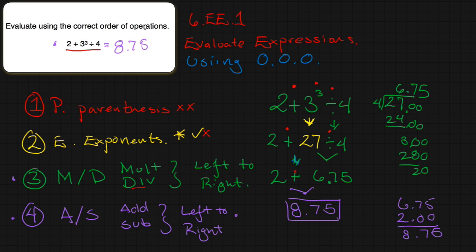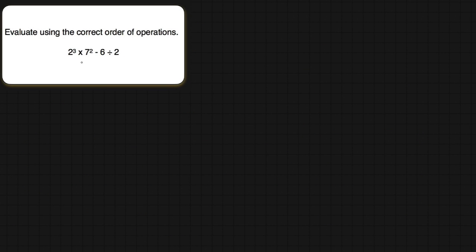All right, let's quickly take a look at another one. Evaluate this using the correct order of operations: 2 to the third power times 7 to the second power minus 6 divided by 2. Again, I might just jot this down. P, E, M and D, multiplication and division go in the same stage, and addition and subtraction. I see an exponent, multiplication, an exponent, subtraction, and division. That's 5 operations in one expression. We better get started.